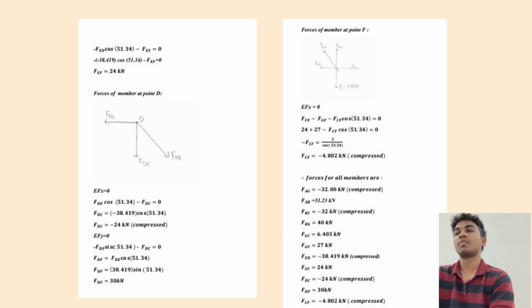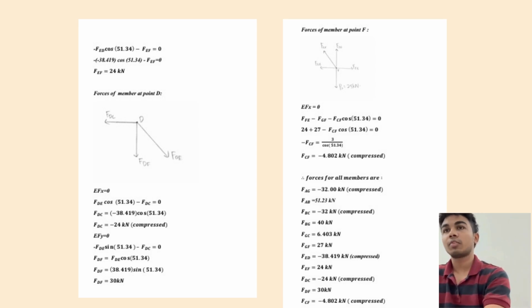Later I did the same resolving at point D. As you can see in the free body diagram, there are 3 forces acting at point D: FDC, FDF, and FDE. For FDC, I get negative 24 kilonewton, which is in compression. For FDF, I get 30 kilonewton. Straight away I went to point F, and there's only one force that I didn't get, so I just went straight away to sigma Fx to calculate that force, and the answer I obtained there is FCF, which is negative 4.802, which is in compressed state.